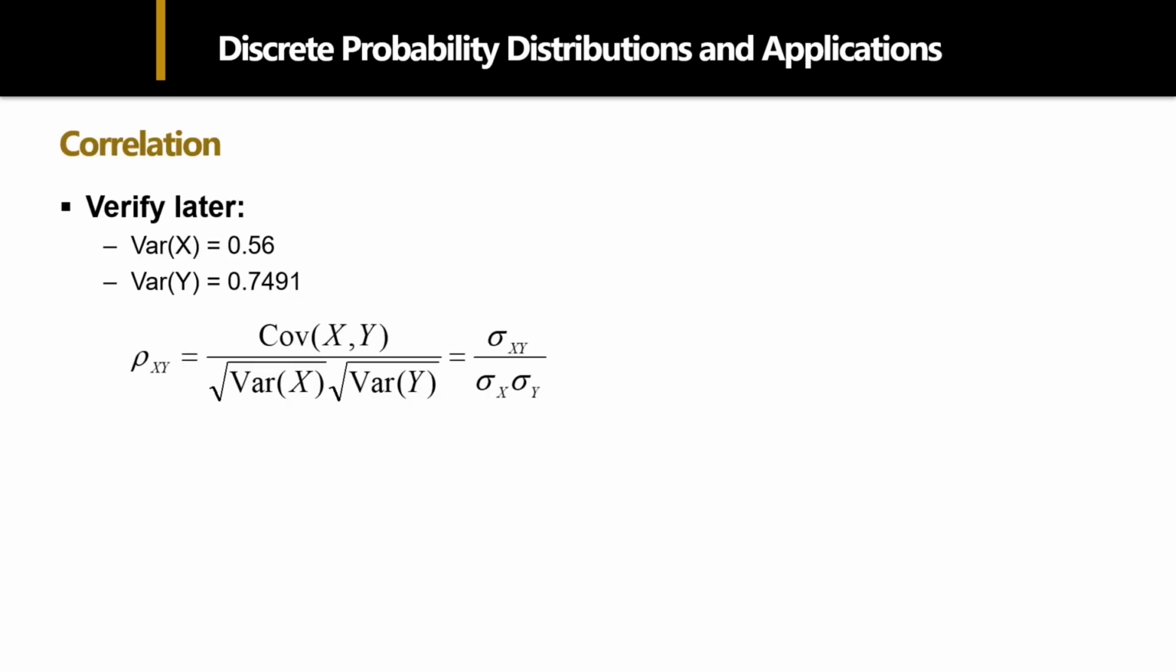We then, on the next slide here, can calculate the correlation between x and y. So we take the covariance of x and y, which we've determined to be 0.274, and then divide that by the product of the standard deviations for x and y. So we have a 0.23 correlation between x and y. We would say that that's moderate, positively correlated. So in general, as x increases, so does y, and vice versa. On your own, you can verify that the variance of x is 0.56 and the variance of y is 0.7491.